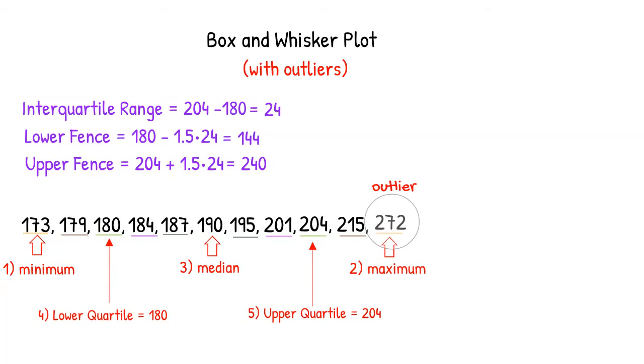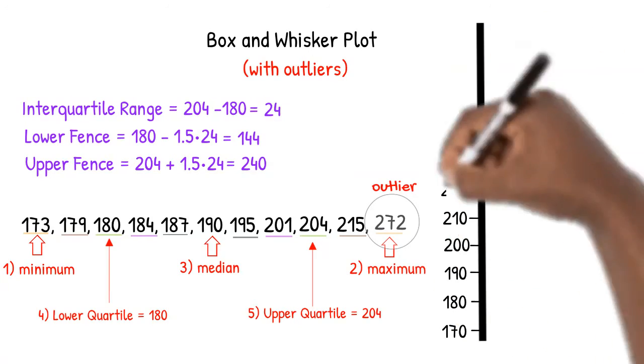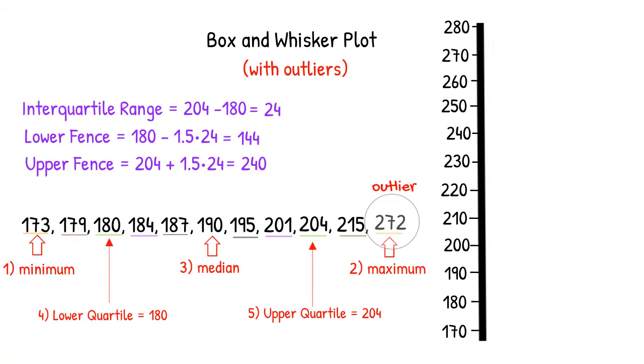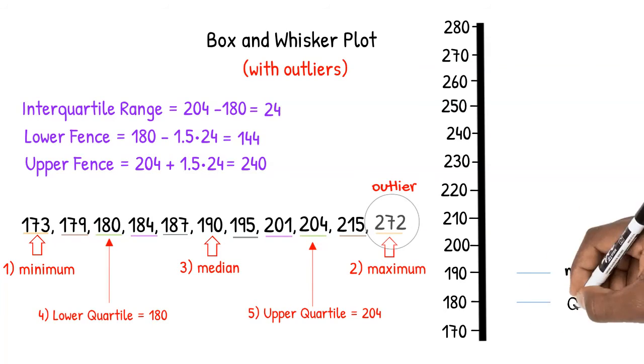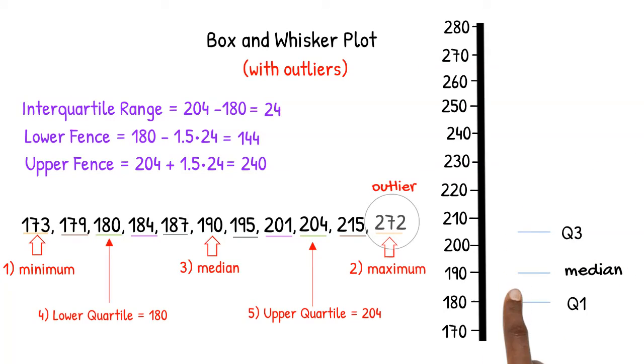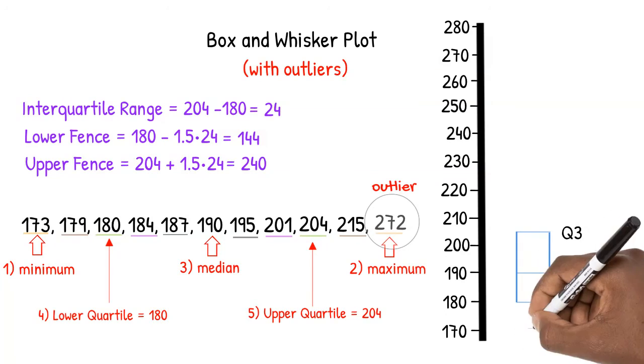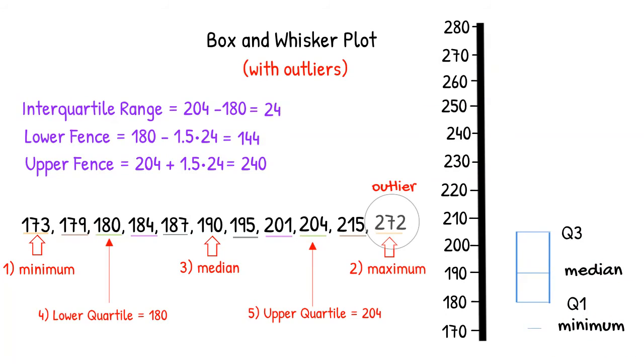Let's start to create the box of our box and whisker plot by creating a scale from 170 to 280 to fit all of our values. We then create our box by putting a line at 190 for our median, a line at 180 for our lower quartile, and a line at 204 for our upper quartile. We close the box by joining the 3 lines. Since none of our values go below the lower fence, we draw a line at 173 to represent the minimum and make our first whisker.